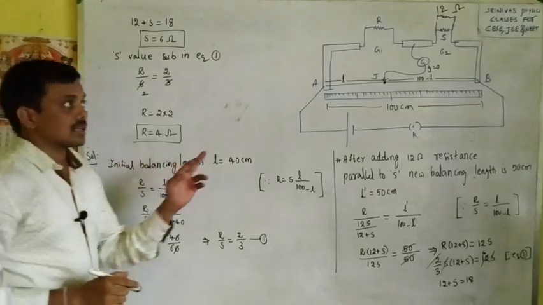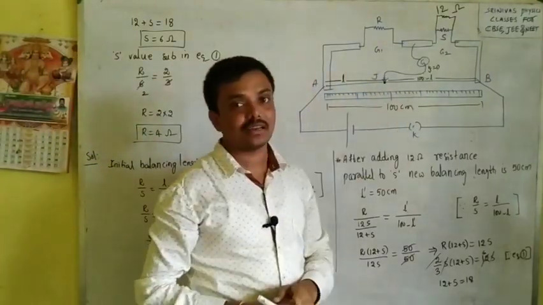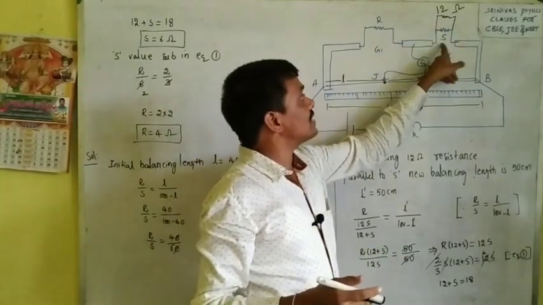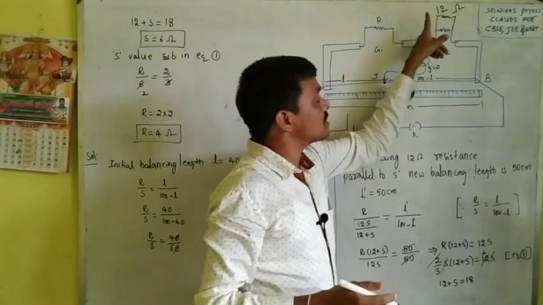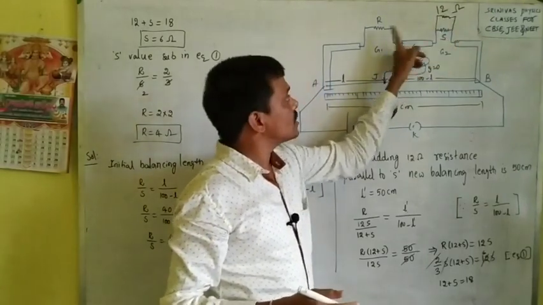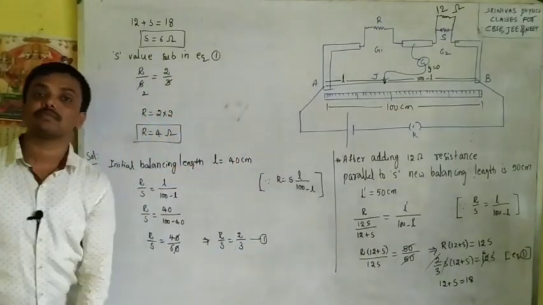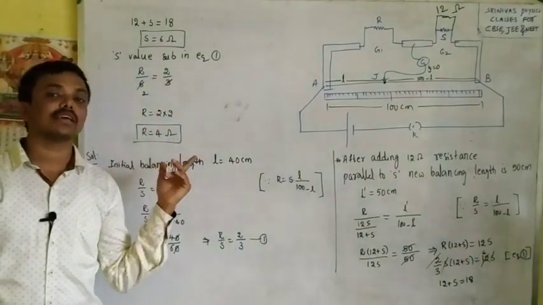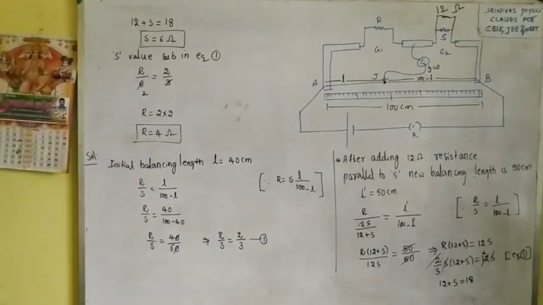I will explain once again. First, there is only R and S: R by S is equal to L by 100 minus L. Next, along with S, a 12 ohm is connected in parallel. Then the effective resistance is 12S by 12 plus S. R by this is equal to the new balancing length L dash by 100 minus L dash. You will get two equations, and from that we have to solve. Similarly, I will give one question and you have to solve it. I will close this lecture.